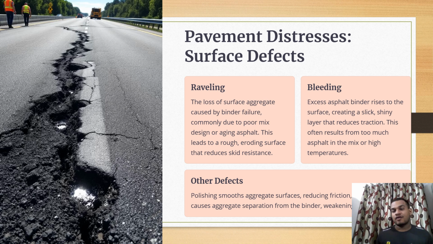Like when high water is added in a concrete mix, which leads to bleeding. In the same way, in place of water we are using bitumen over here, and that leads to the same result. Other defects: polishing of smooth aggregate surfaces, reducing the friction, causes aggregate separation from the binder. These are some other defects in this.